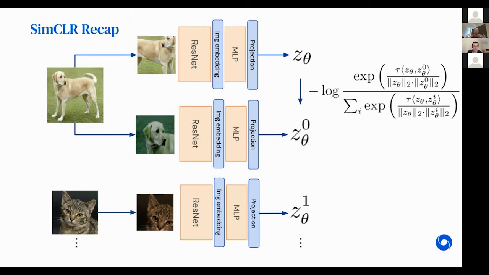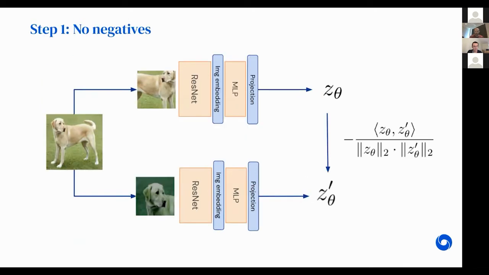going to encourage the representations of the two views of the same image to be more similar than they are to any other representation of images in the data set, according to the loss function I'm showing on the right. Now, it's straightforward to just get rid of the denominator and switch this over to the following loss function. But there's an obvious problem with this. If the network gives the same exact representation to every image in the data set, then this loss is going to be minimized. And that's not a very useful representation.